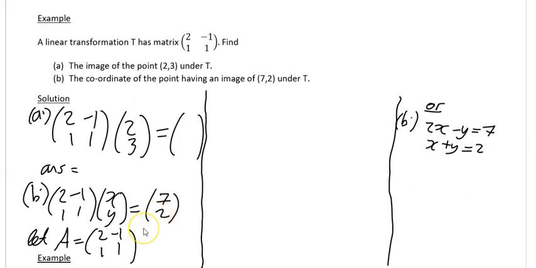Okay, in this example, it says a linear transformation T has a matrix 2, minus 1, 1, and 1. It says find the image of the point 2, 3 under T. That means you find out where 2, 3 goes after you've multiplied it by T. So here I've set this out for us already with 2, minus 1, 1, 1 upon 2, 3. And if you just multiply it out, first row, first column. So let's just multiply your first row by the first column. 2 times 2 is 4, minus 1 times 3 is minus 3, 4 minus 3, that's just 1.